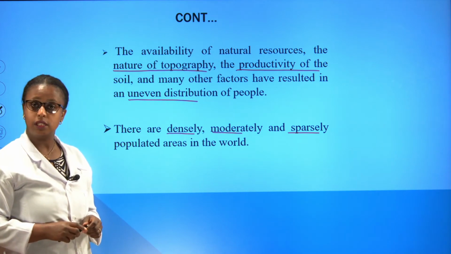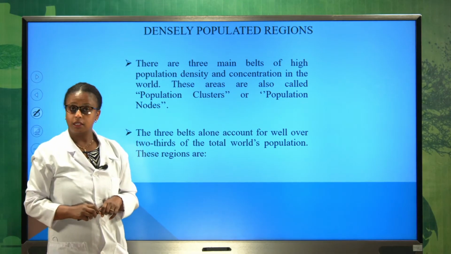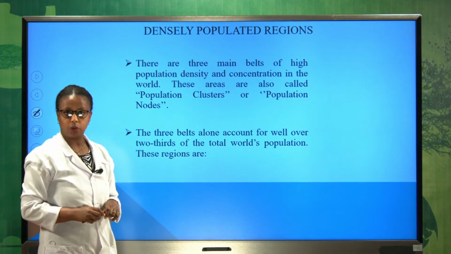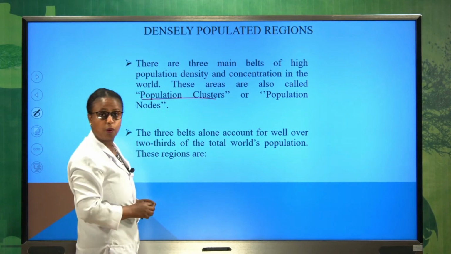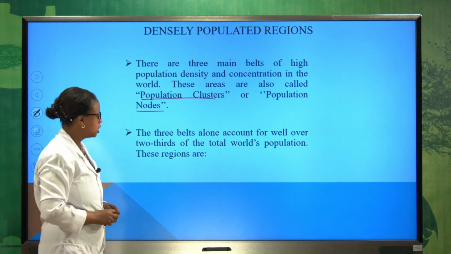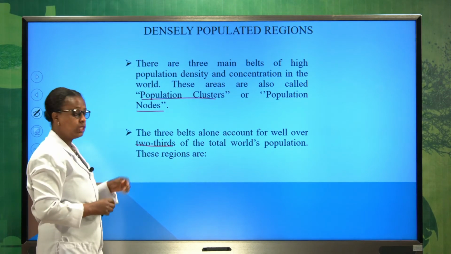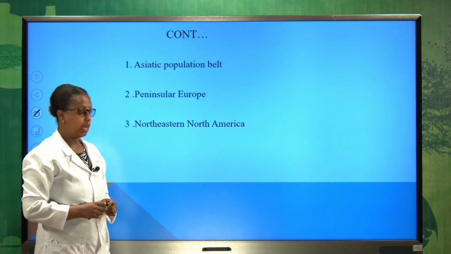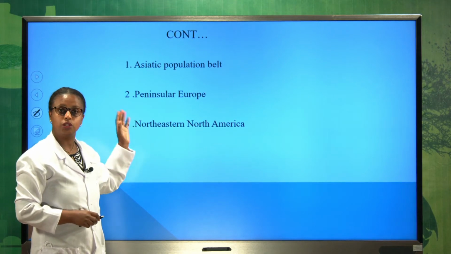First, let us see densely populated regions of the world. There are three main belts of high population density and concentration in the world, and we call these places population clusters or population nodes. The three belts alone account for over two-thirds of the total world population. The regions include the Asiatic population belt, peninsular Europe, and Northeast North America. These are the three densely populated regions of the world.